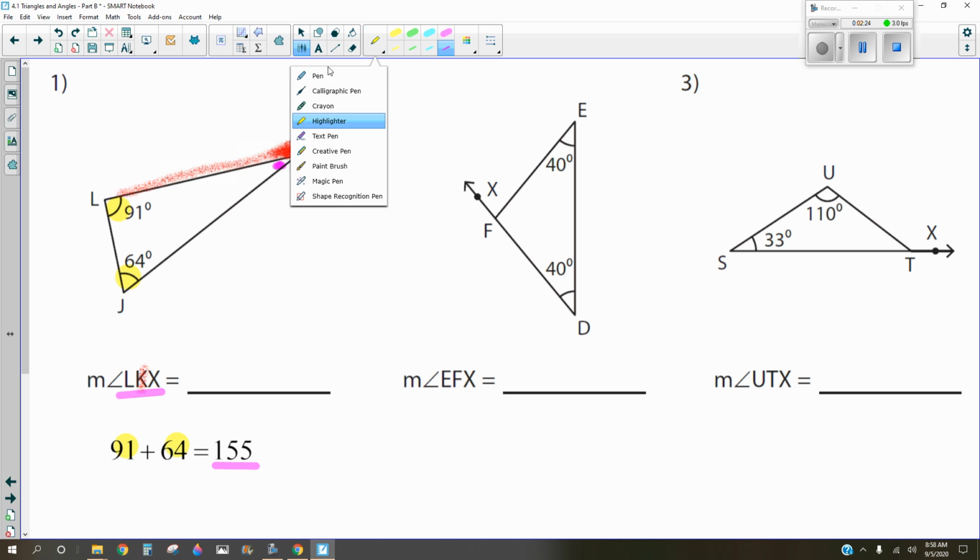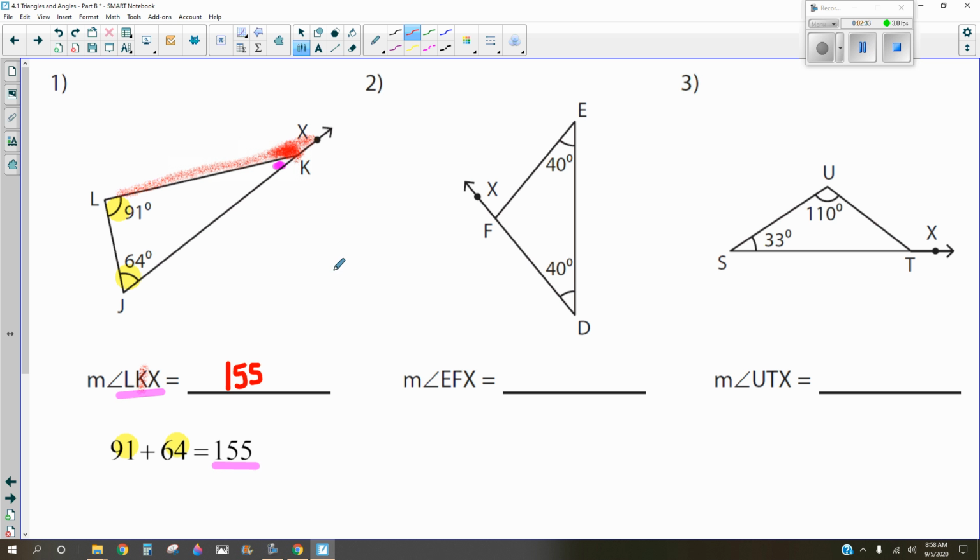So we can write that down. 155. It's kind of hard to write like this. Okay. That's the outside angle. If we wanted the inside angle, we'd have to go back to what we were doing before, where 91 plus 64 plus angle K equals 180. But when we're working with exterior angles, we can add these two together and figure out what our outside angle is. So let's look at another problem.